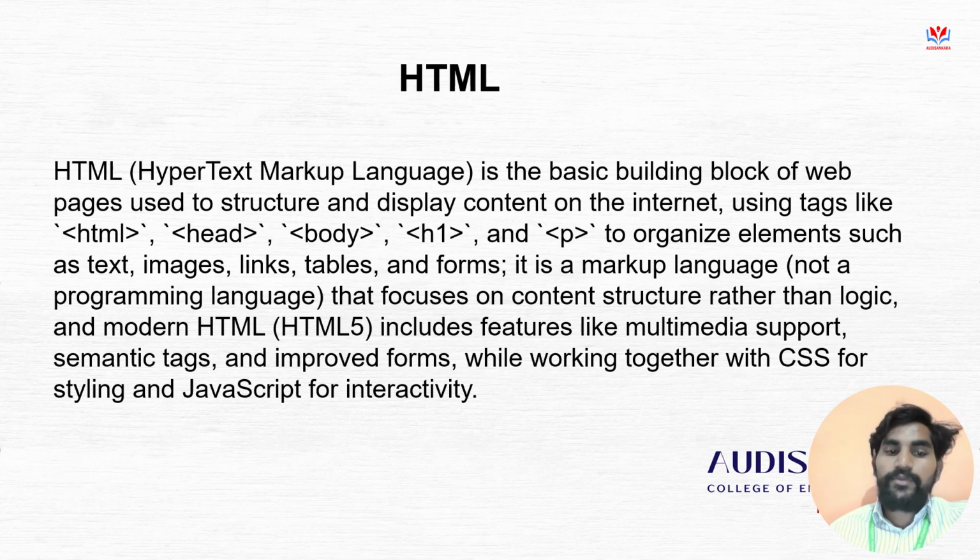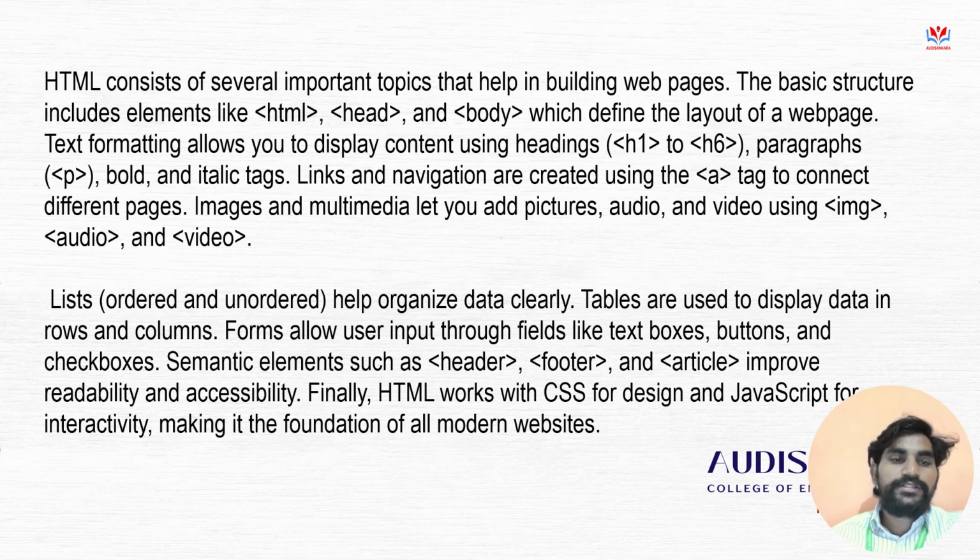Here we are using HTML5, which includes features like multimedia support, semantic tags, and improved forms, while working together with CSS for styling and JavaScript for interactivity. As we have discussed earlier, why do we use CSS? CSS is used for styling the web page, and JavaScript is used for interactivity. These are important topics that help in building web pages. The basic structure elements are the html tag, header tag, and body tag, which define the layout of the page.